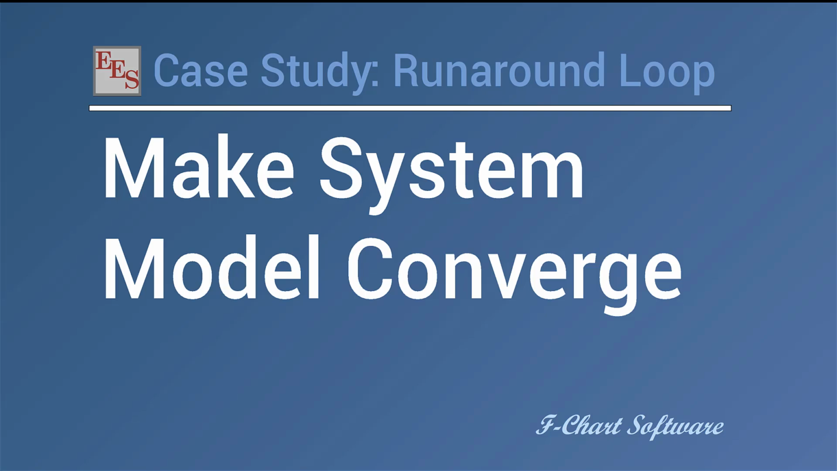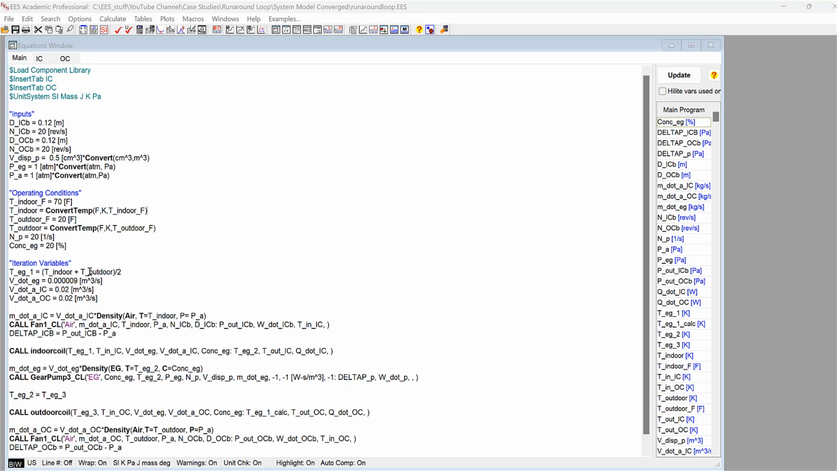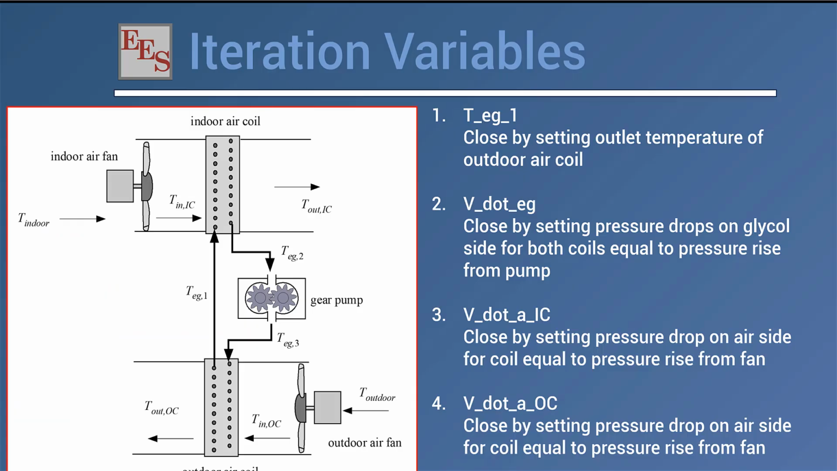Okay, at this point we have a system model, but it's not converged. In other words, it relies on these guesses here for the ethylene glycol temperature, and then the volumetric flow rate of the ethylene glycol and the volumetric flow rate of the two air streams. So what we need to do in this video is actually make the model converge, and there's a bunch of different ways to do that.